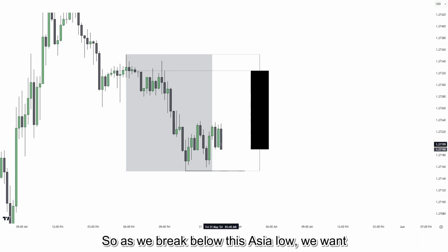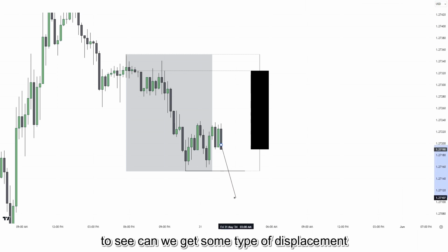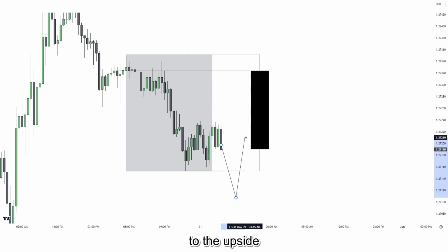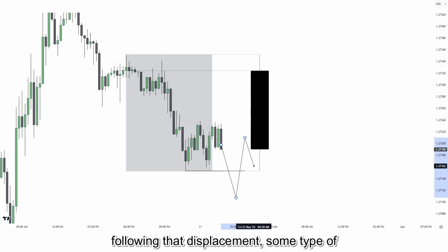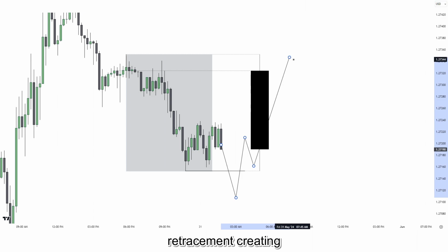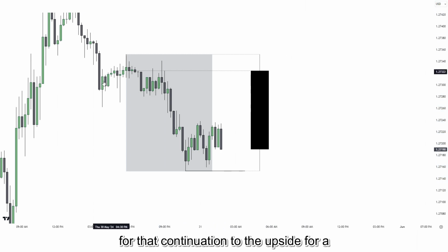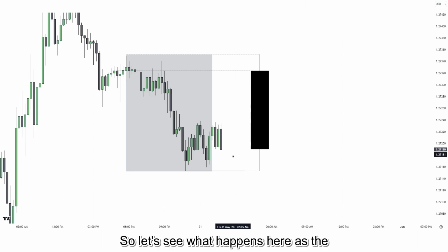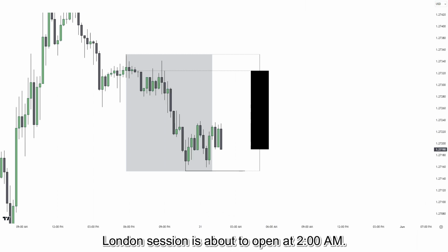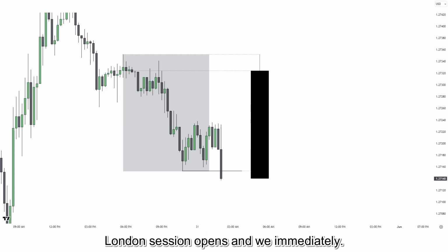So as we break below this Asia low, we want to see, can we get some type of displacement to the upside? Following that displacement, some type of retracement, creating that London session low for that continuation to the upside for a full-on reversal. So let's see what happens here as the London session is about to open at 2 a.m. London session opens and we immediately take out that Asia low. Let's see if we can get that displacement higher.